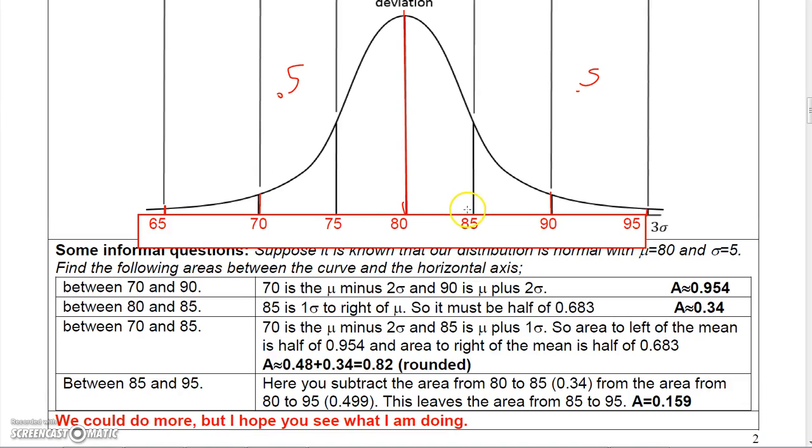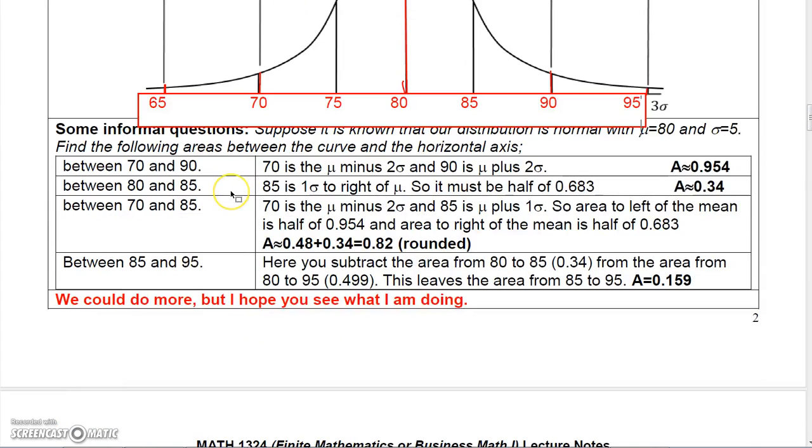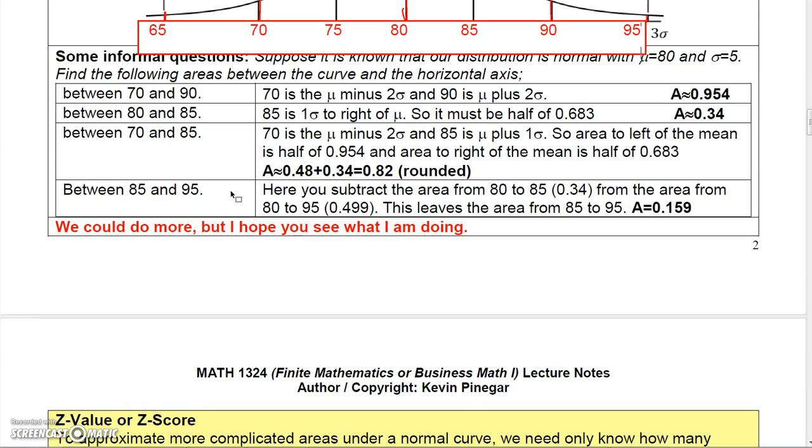The area from 80 to 85 is 0.34, so take that away from the area from 80 to 95, and that will give me the area from 85 to 95. So we have to use a little geometry there to figure it out. Well, I could do some more, but hopefully you see what I'm doing.